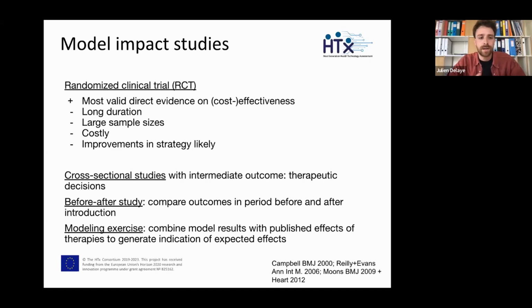I just have a question on that as well. Based on this, do you think that the modeling exercise could gain in popularity and utility if we increase the number and the quality of the data that we have at our disposal? Is that likely to increase the utility and the validity of modeling exercises compared to randomized clinical trials?